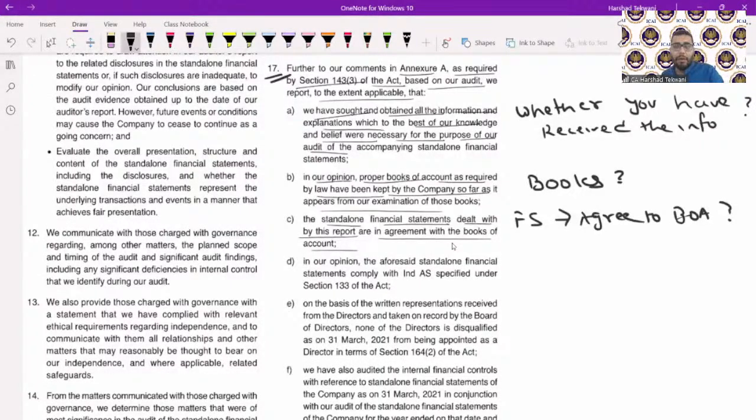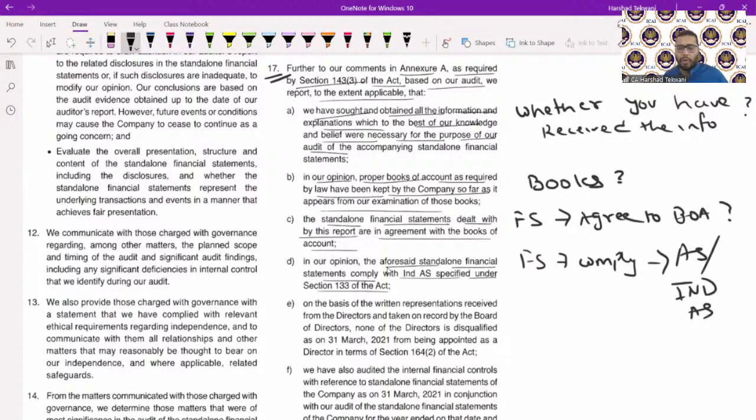Then whether the financial statements comply with the accounting standards. So they will say yes. In our opinion, the aforesaid standalone financial statements comply with the Ind AS specified under Section 133 of the Act. Because it's a listed company, that's why we are referring to Ind AS here. Otherwise, for a normal company to which Ind AS is not applicable, it will be the accounting standards. So that will be whether the FS comply with the accounting standards or Ind AS. So yes or no, on that basis.